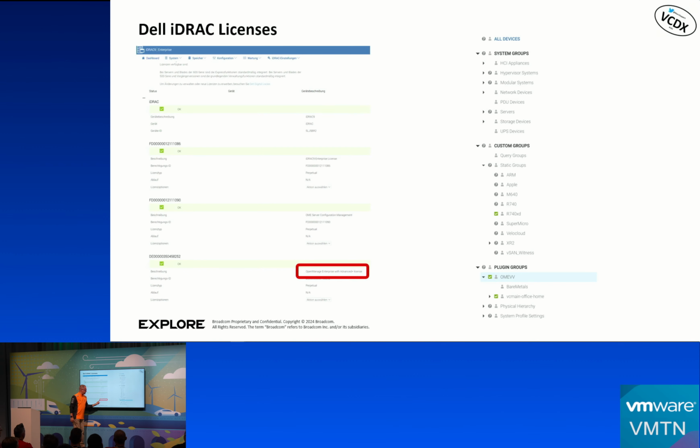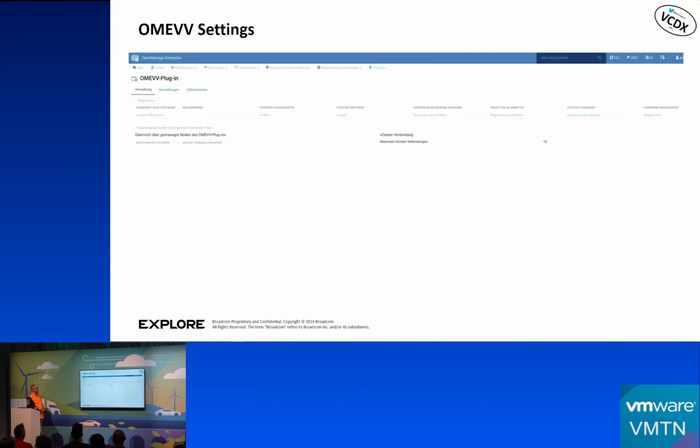When that license is applied, and you do an inventory scan inside OpenManage Enterprise, a new group gets created: the OpenManage Enterprise VMware vCenter group. And only those servers with this license in place show up here. That's the first requirement. Without that license, you can't go further. License there, group is going to be created, then we can go ahead.